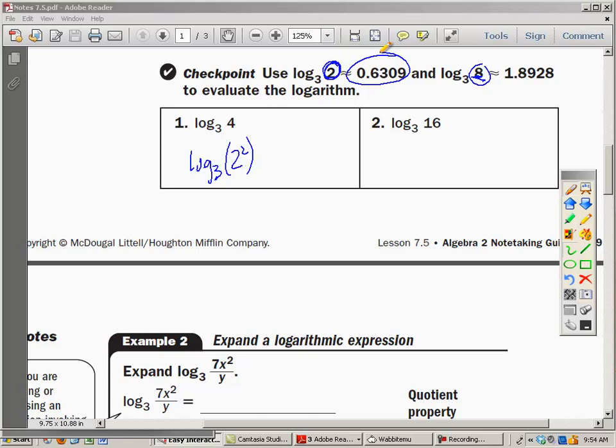And so if I can write 4 as 2 squared, now I get to use that exponent property, the power property of a log, that says that this gets moved out in front. So it's 2 times log base 3 of 2. Again, by writing 4 as 2 squared, I get to pull the 2 out front. So this becomes 2 times log base 3 of 2, which is 2 times 0.6309, which comes out to roughly 1.26. Well, we'll call it 1.262. All right?